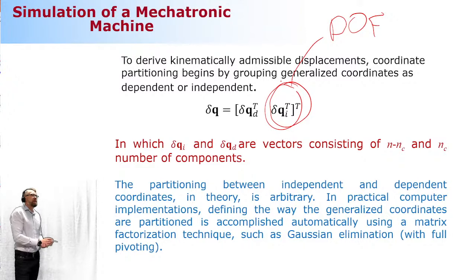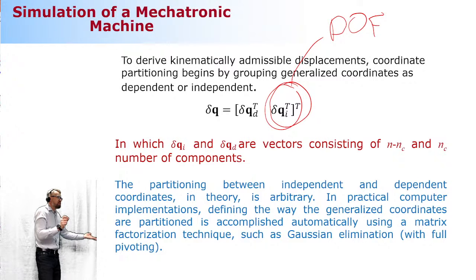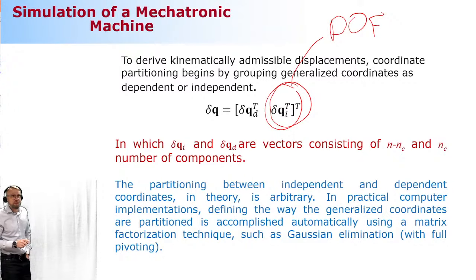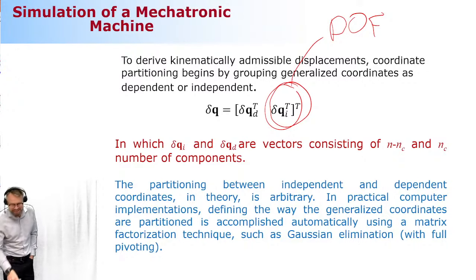The rest will be in a category called dependent coordinates. This means that if I move my independent coordinates, the rest will follow based on the constraints. That's what it means. Was this what I mentioned earlier? So it's a better explanation. It's getting better and better.